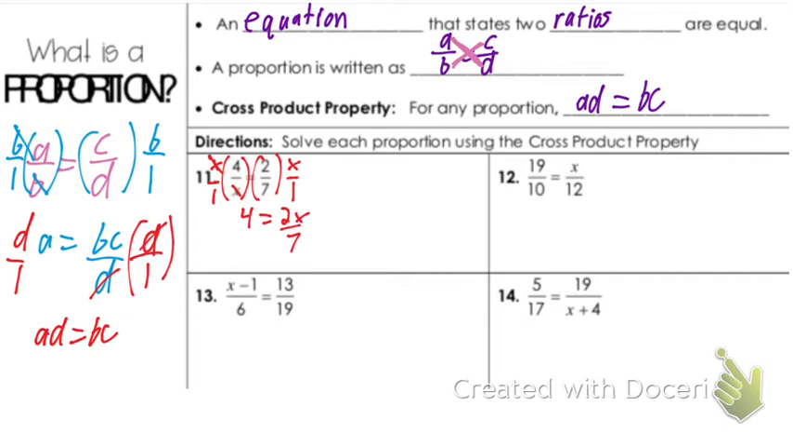Well, now we need to multiply by 7. So 28. So we get 28 is equal to 2x, and then we divide by 2, right? Now, this is the same thing as what happens if we were just to cross multiply. 4 times 7 is 28. 2 times x is 2x. Well, that's a lot easier. So mathematically, you can just get there quicker.